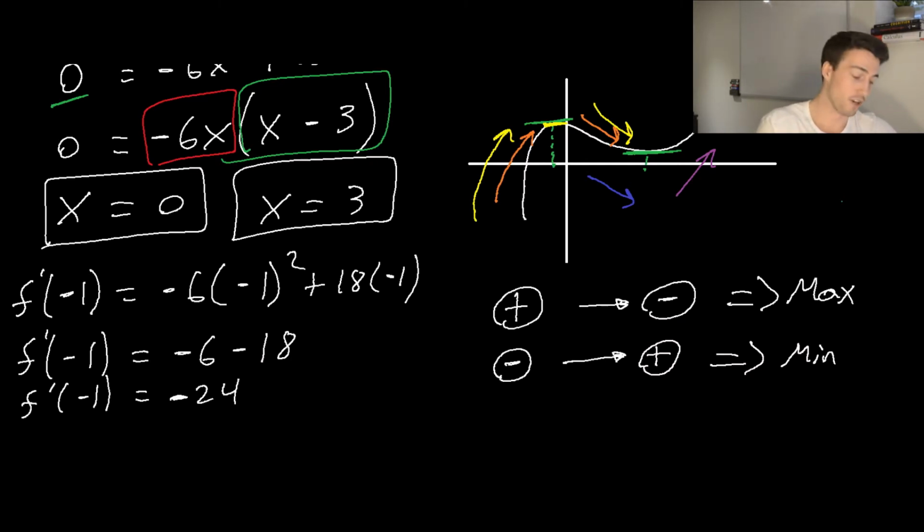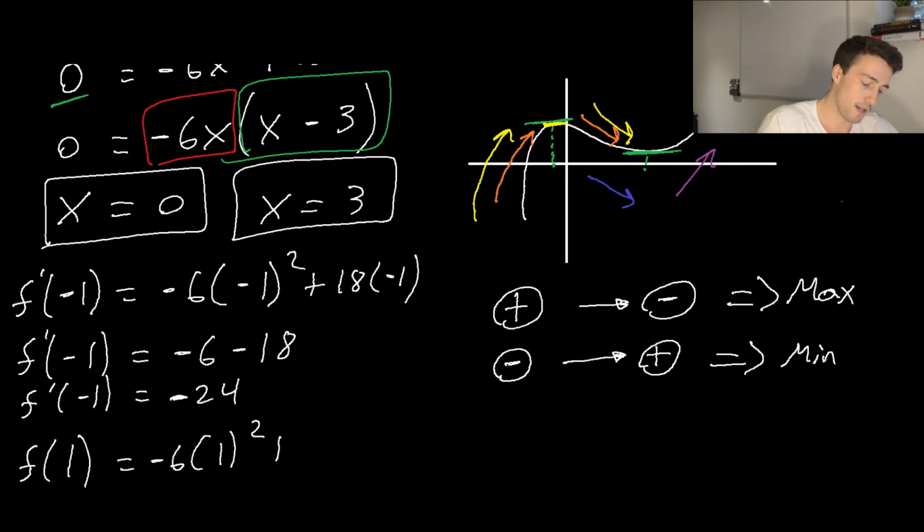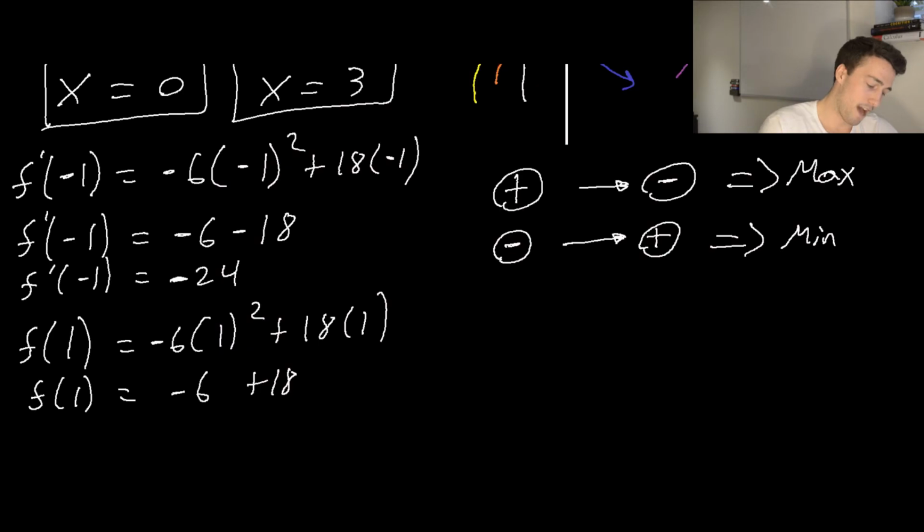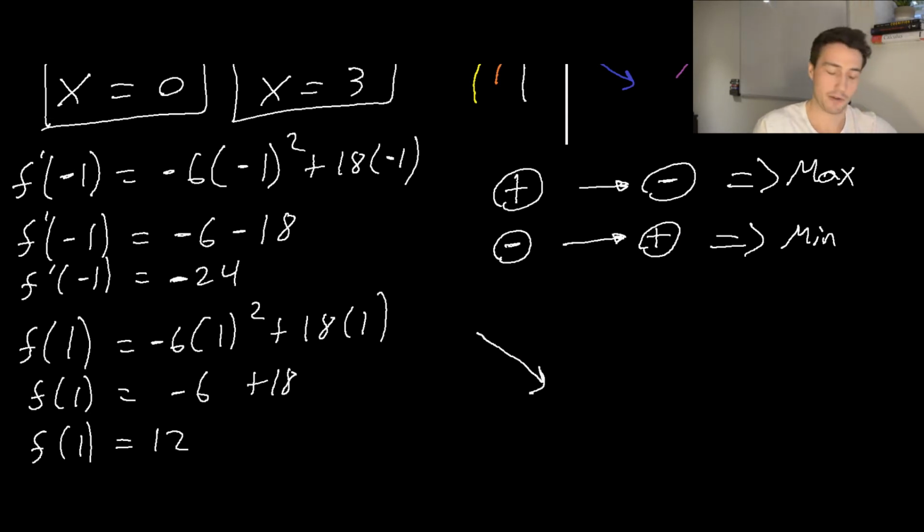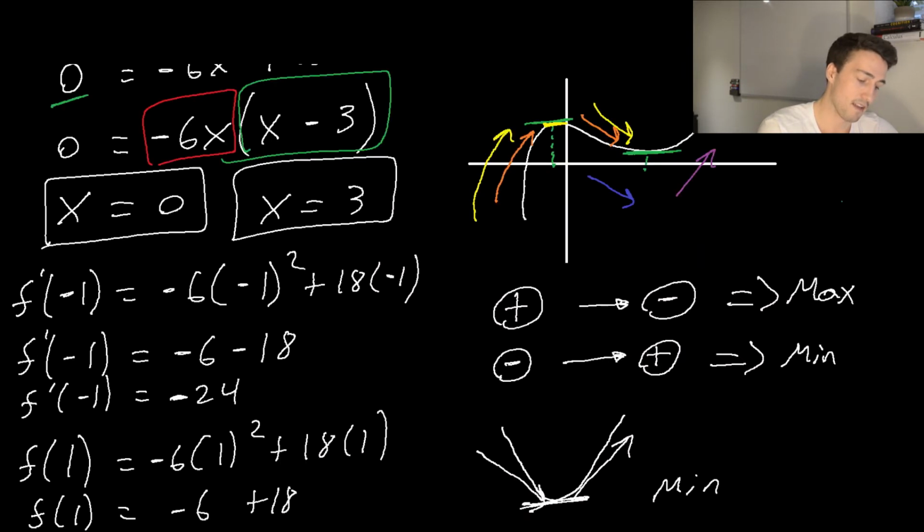Now if I try a value after our maximum or minimum point, let's do f prime of 1. This is going to be -6 multiplied by 1 squared plus 18 times 1. So this would be -6 plus 18. So our value after our maximum or minimum would result in a positive slope. Now we know that at x equal to 0, the function is decreasing before as a negative slope, and then it's increasing after. So if we fill in the blank here, that ends up being a minimum. We can now say, using algebra and calculus, that this here is a minimum.